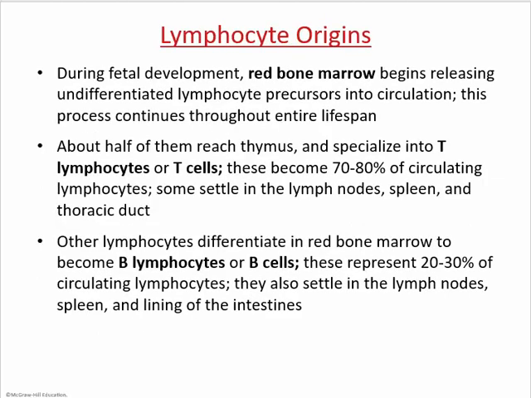So the lymphocytes are made in the bone marrow. The lymphocytes are the main cells of the specific immunity. Now, there's two real groups of lymphocytes. There's three, really. There's the natural killer cells, which are an undifferentiated lymphocyte.